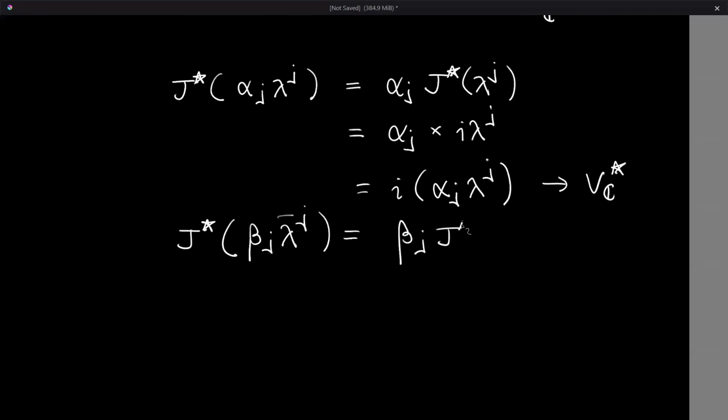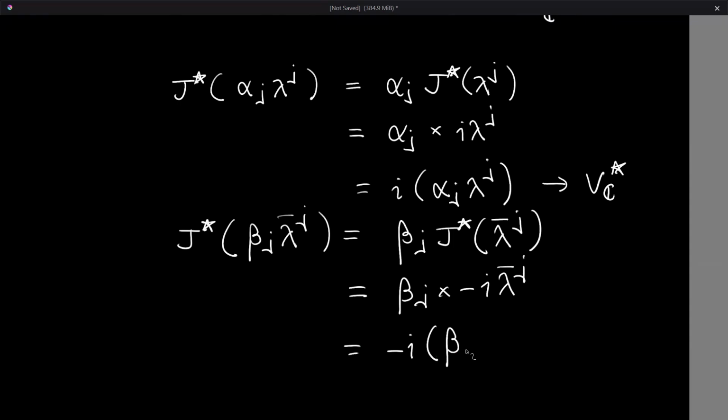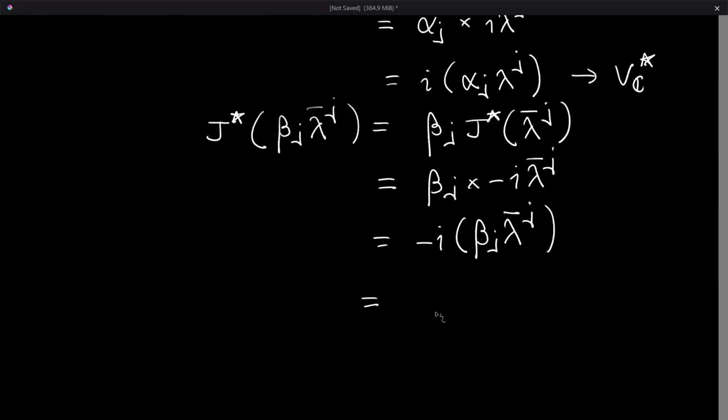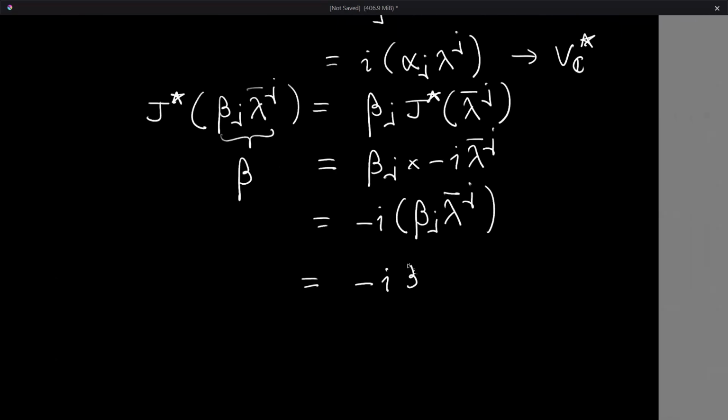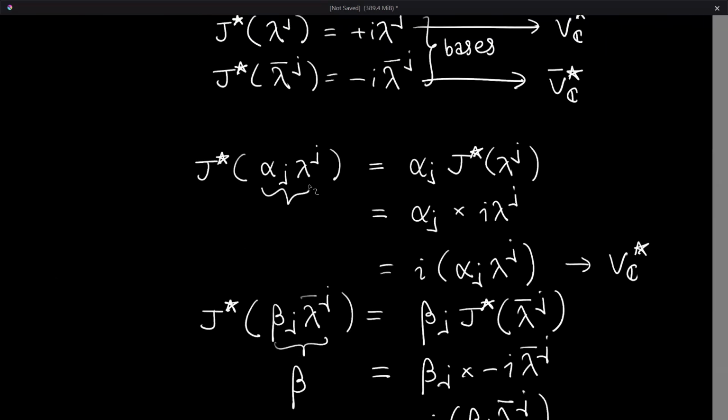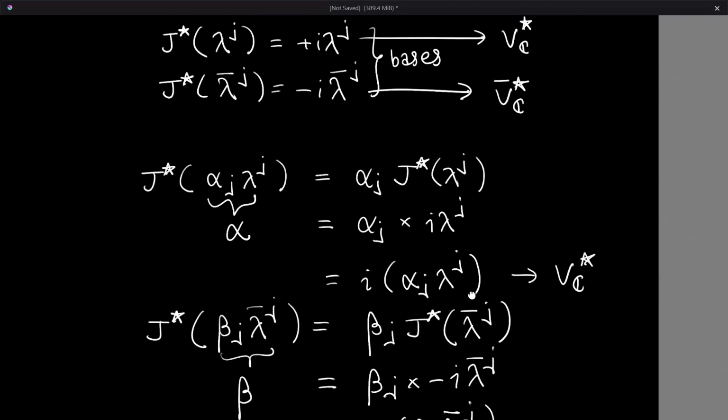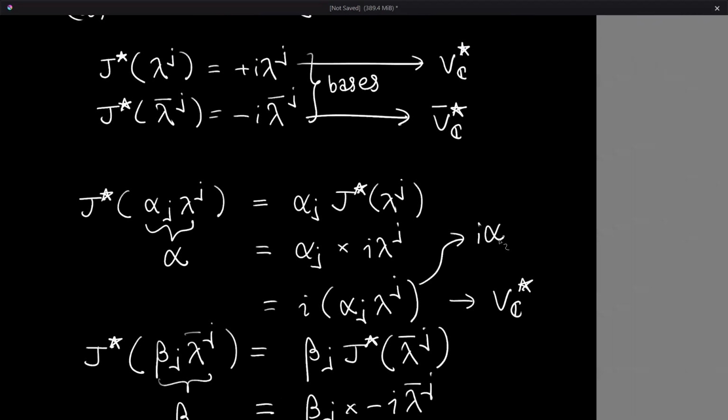beta j, J star acting on lambda bar j, but we know what it does on lambda bar j. It multiplies it by minus I. We can take that minus I out to the front. That gives us the original vector back, which means that this is just equal to minus I. If we call that covector beta, then we get this. And if we call this alpha, then we get I alpha.